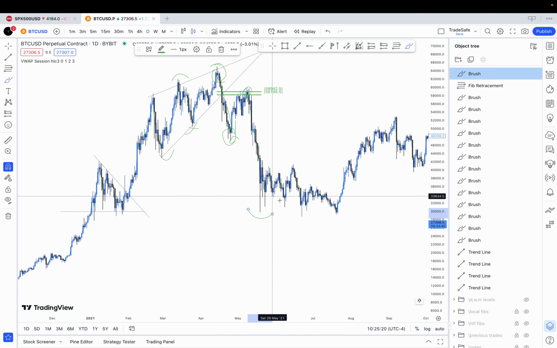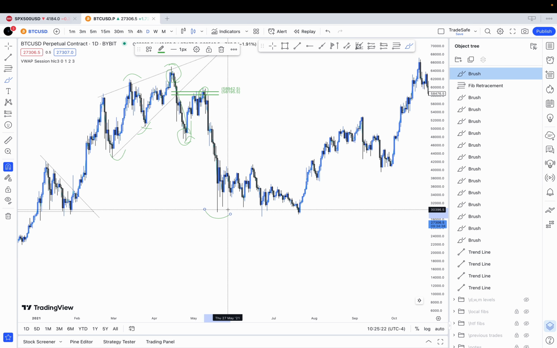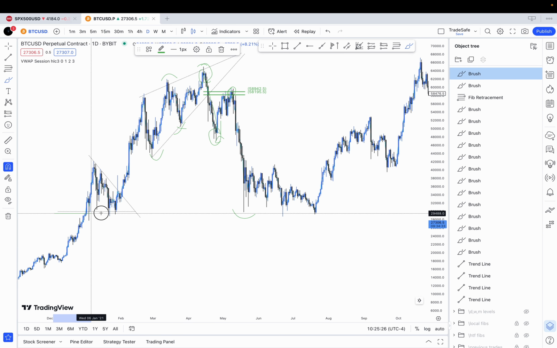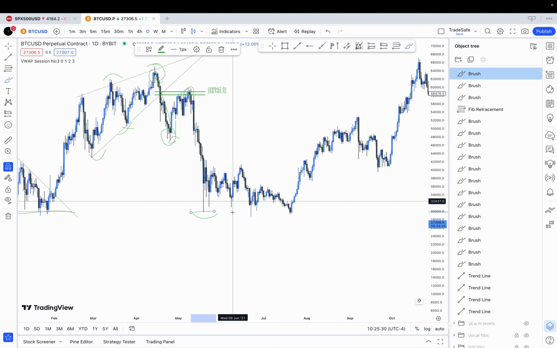Okay, and within this consolidation phase, you don't look to short lows. Essentially, coming into this previous support here, you would never ever look to short this. Like, that's just a really stupid short.